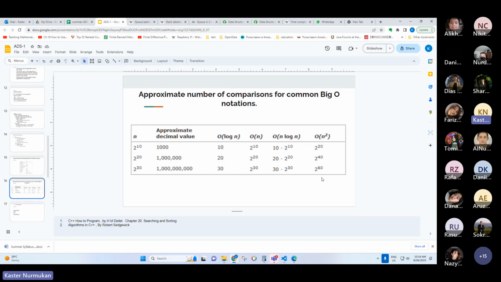This is, I mean, 2 to the power of 60, it means after that one, they have 18 zeros in the end. Okay, so such a number you have to be able to represent in your mind. So it's very important to understand why we needed to measure the Big-O concept. Okay, any questions so far?